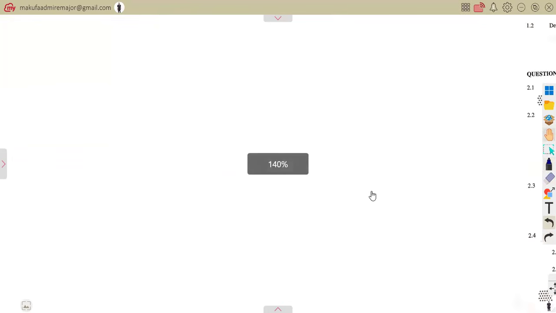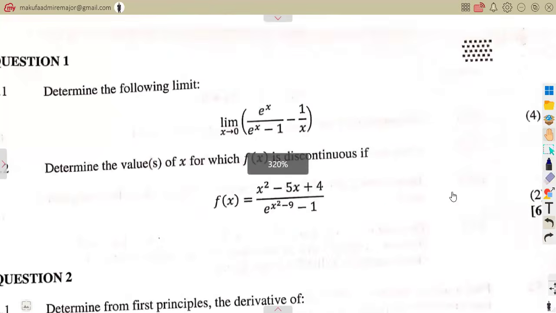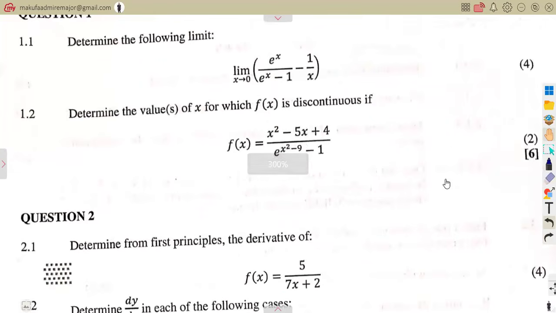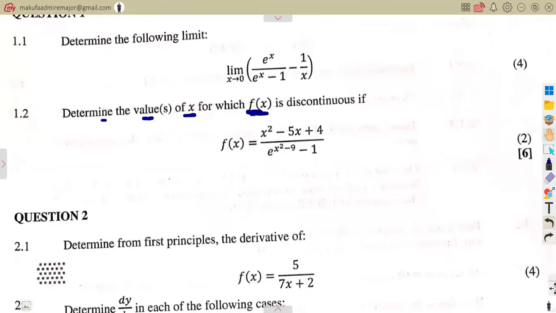All right, so these are your typical questions. 1.2, for which values is this function discontinuous, that is, determine the values of x for which our f of x is discontinuous, this f of x that we are given. So remember, for this to be discontinuous, it's all about the denominator that you're given. It must be equal to a 0, so that we are talking about a function that does not exist at all. So that must be equal to 0.